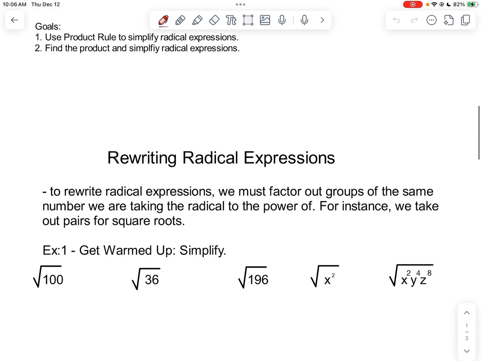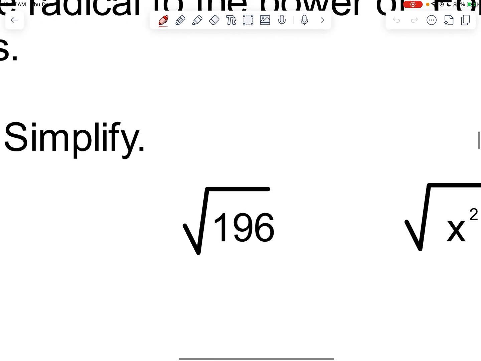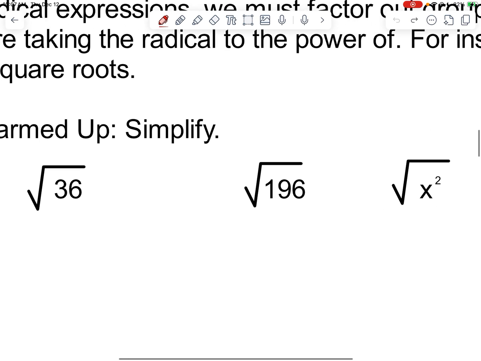So in order to rewrite radical expressions, we must factor out groups of the same number we are taking the radical to the power of. Okay, all the ones that we're going to be dealing with here are square roots. I know typically I just say radicals because we could have a number on the outside, like a little 3 there for the cube root. But all these are going to be square roots.